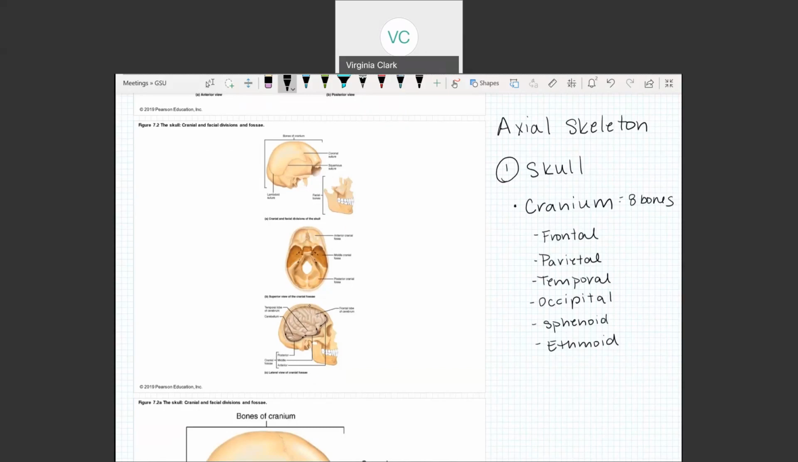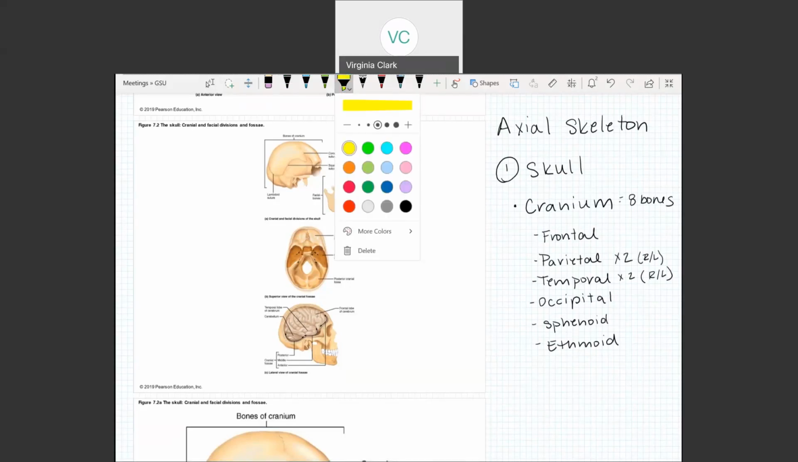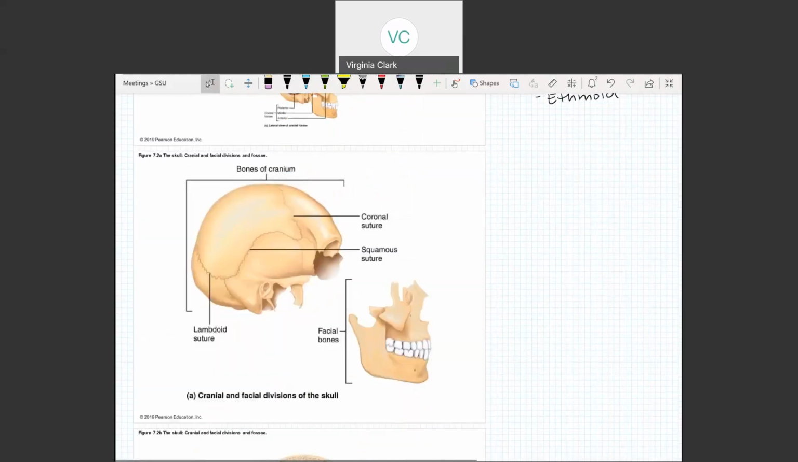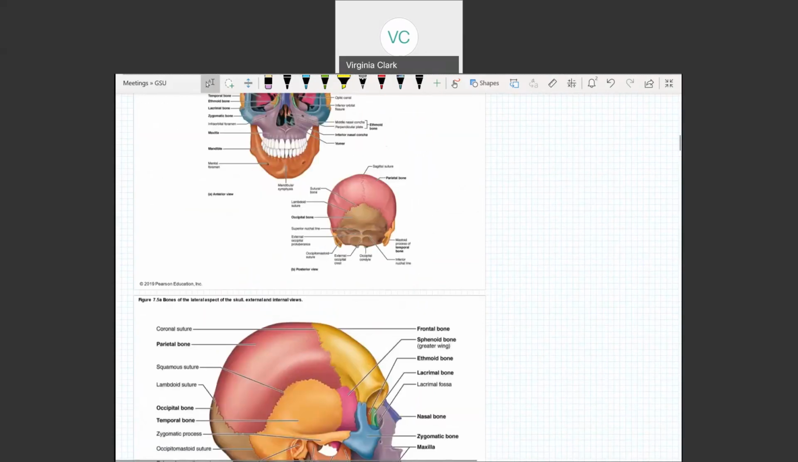That's because the parietal is going to have 2. There will be a right and a left parietal, and your temporal will have 2. There will be a right and a left temporal. So in totality, your cranium is going to be made up of 8 bones. When we're looking at our cranium, these are the bones of your cranium right here. You can kind of see them all.